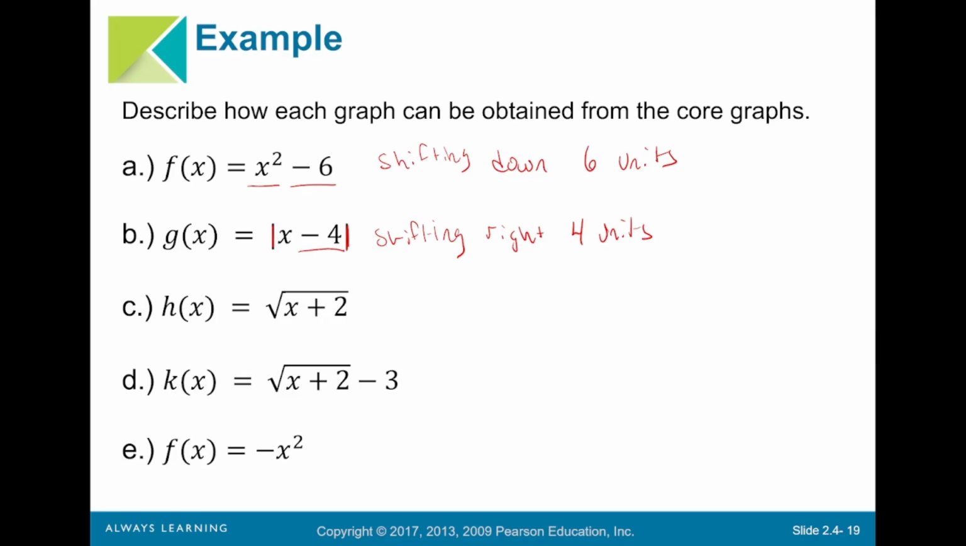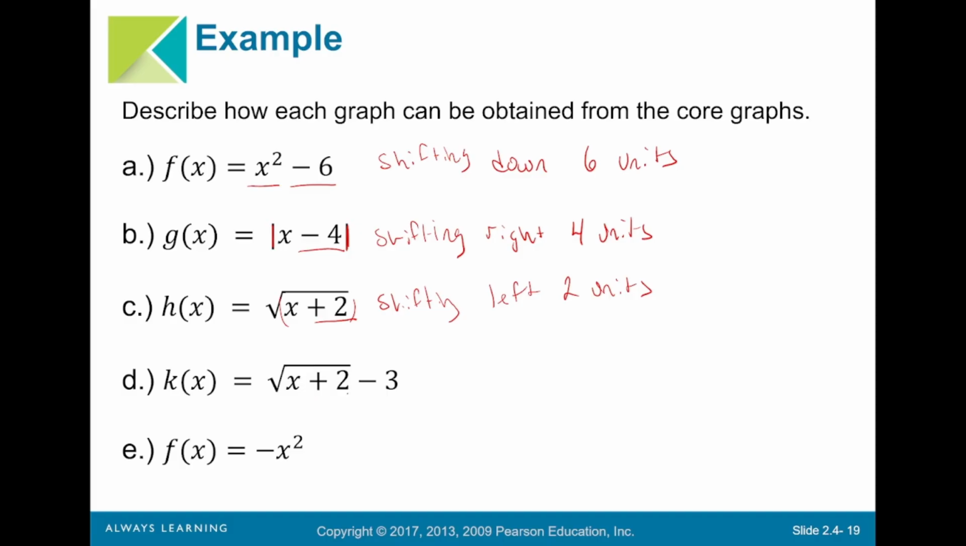Now we have, for part C, h of x is the square root of x plus 2. Well, that again has a plus 2, but it's inside of the square root. So it's a horizontal shift. We know we're shifting left or right. Because we're adding 2, we're actually shifting to the left. Left 2 units.